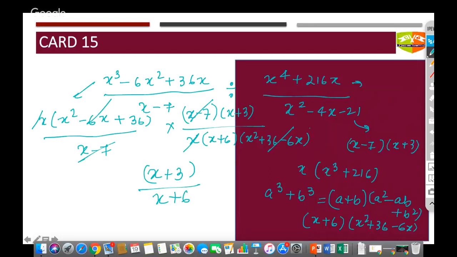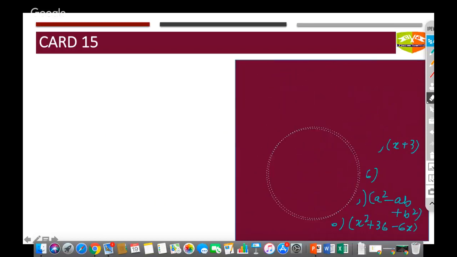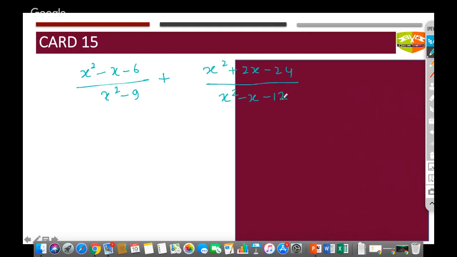Now let me solve another question for you. I told you in the beginning that if simplest form is not asked of you, then what kind of question can be asked in that scenario. So the first question in front of me is (x square minus x minus 6) divided by (x square minus 9) plus (x square plus 2x minus 24) divided by (x square minus x minus 12).